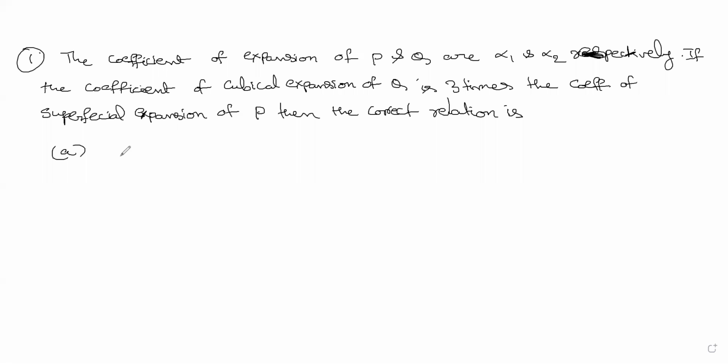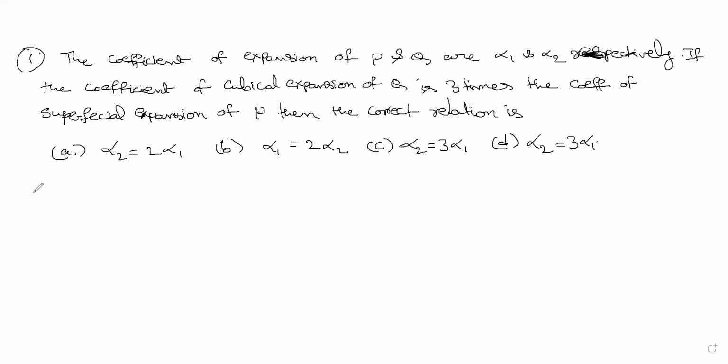సో ఆప్షన్ ఏ is alpha 2 is equal to 2 alpha 1. Option B, alpha 1 is equal to 2 alpha 2. Option C is alpha 2 is equal to 3 alpha 1. And D is alpha 2 is equal to 3 alpha 1. So, ఈ options ఇచ్చారు. So, we have to find depending upon the scenario అన్నమాట. So, we'll do that. So, as for the question మనం వెళ్దాం.